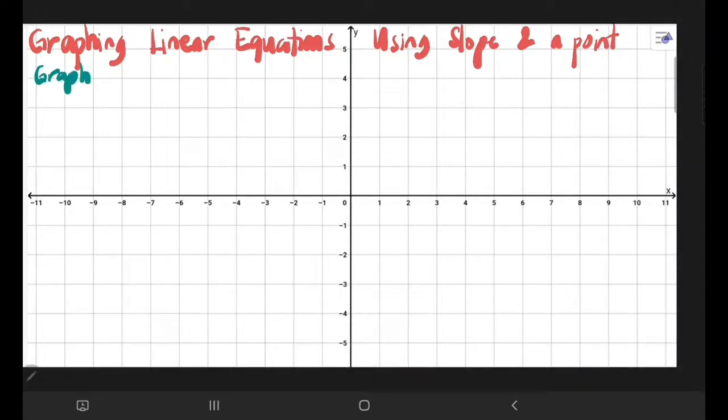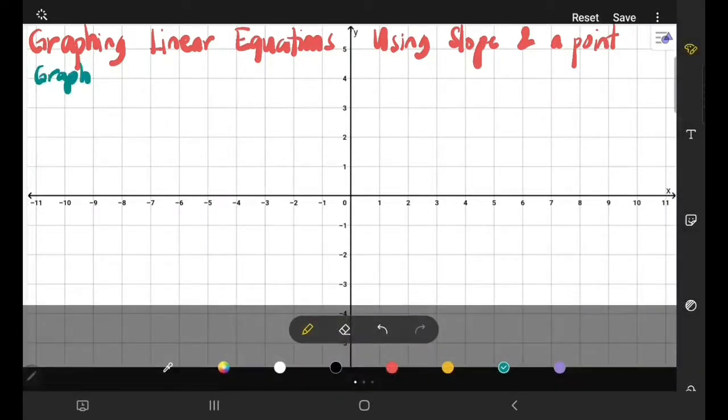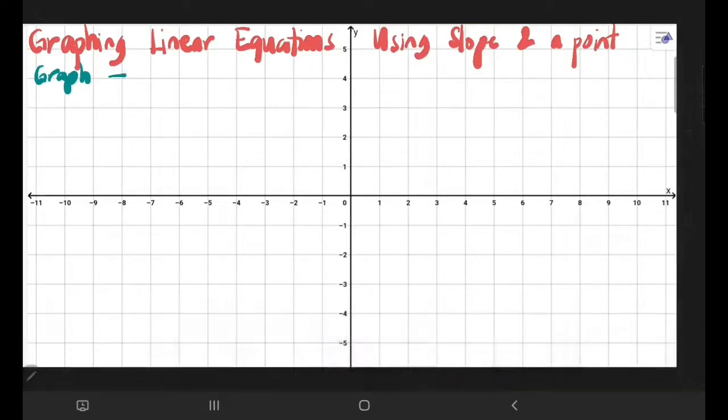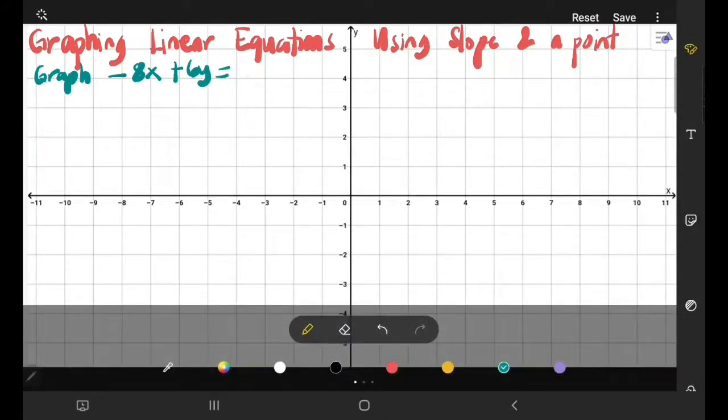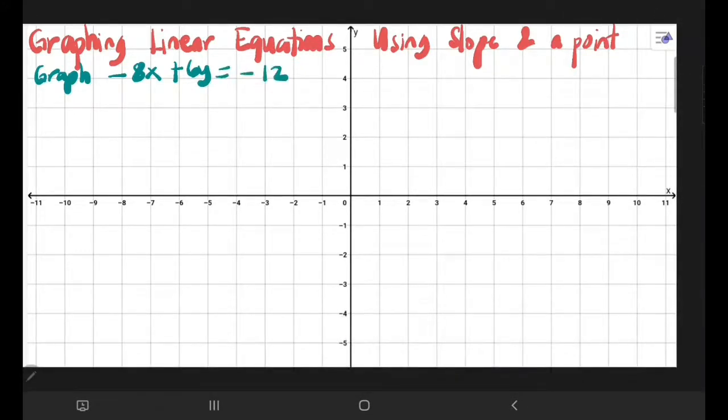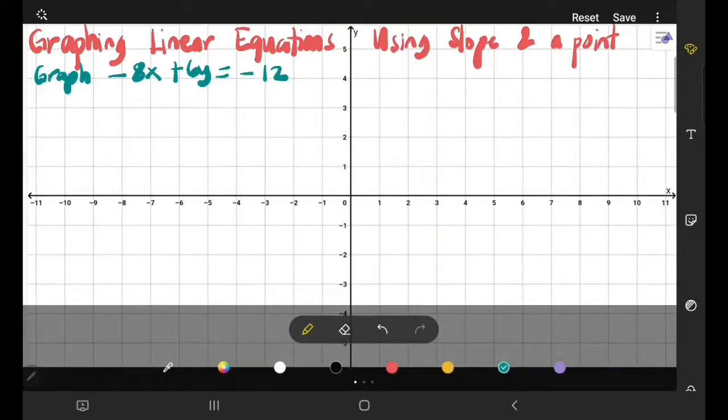Graph negative 8x plus 6y equals negative 12. So again, this equation is in the standard form. So we need to express this into slope-intercept form so that we could easily identify the slope. Okay, let's do that. So you have the negative 8x plus 6y equals negative 12.